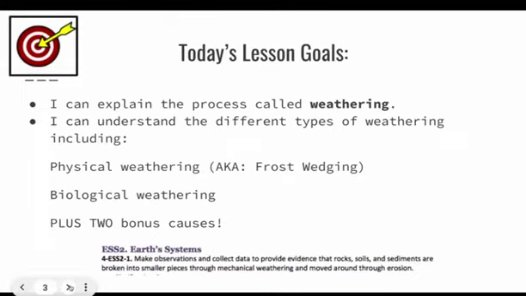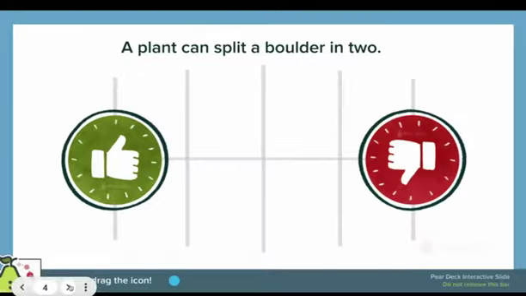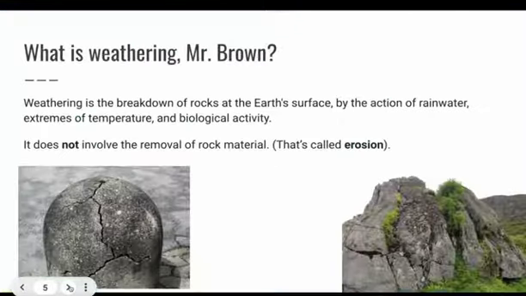So today we're going to talk about weathering, what it is, the different types of weathering, and the causes of weathering. Okay, so let's get into it. Now, obviously, you cannot wiggle your dot on this one. So I want you just to, in your mind, agree or disagree: a plant can split a boulder in two. Do you think that's possible? Yes or no?